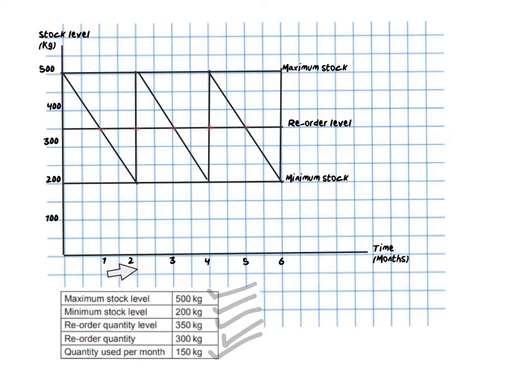So it should finally look like this. We can see that for each reorder point, it takes a month of lead time, and then the stock arrives and it goes back to its maximum stock level.